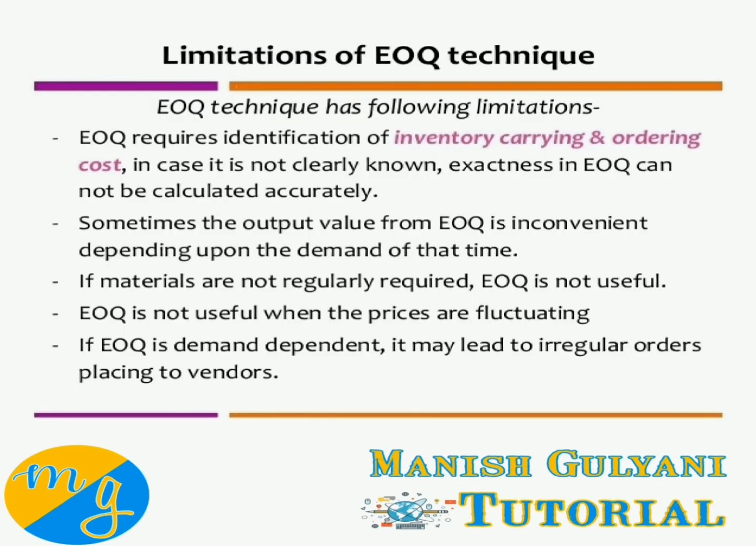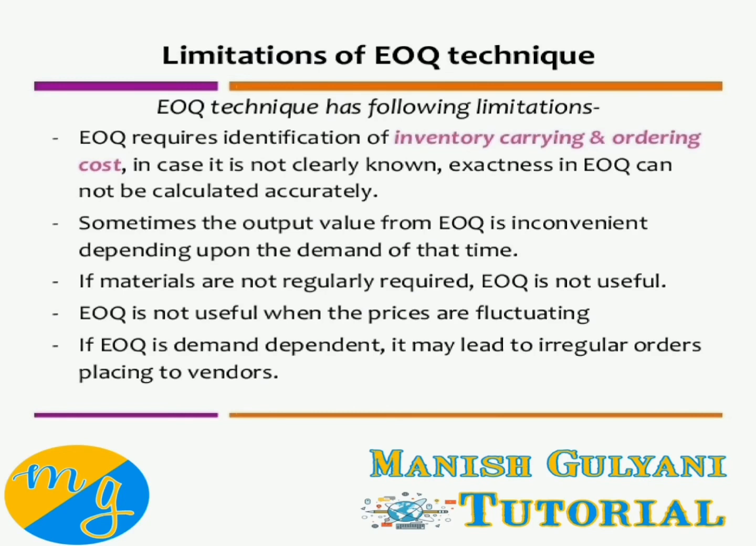Next is limitations of EOQ. First limitation, EOQ requires identification of inventory carrying cost and ordering cost. Suppose both costs are not given in a statement, then you can't calculate EOQ. Reason being, as I have already told, the formula of EOQ is square root of 2DS upon H. We need both types of cost in a statement. If nothing is mentioned related to ordering cost and carrying cost, then we can't determine the EOQ point. That's a limitation of EOQ.